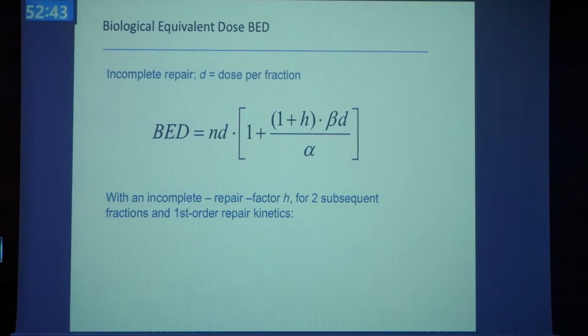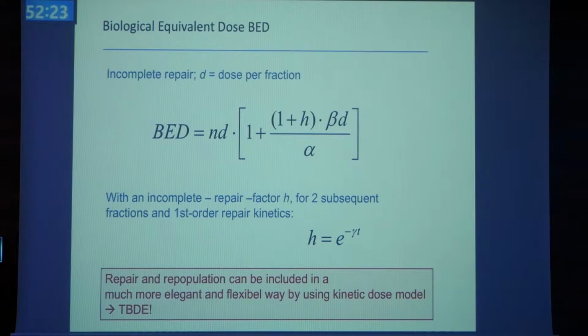For example, when we look to the repair, we can consider repair by adding an H factor, and for two fractions and first order kinetics, this H factor is decaying in an exponential manner. So we can include repair, we can try to include repopulation, but as soon as we include such effects, it's not straightforward to use the formalism proposed by the biological equivalent dose. It's much more elegant and much more flexible to use kinetic models, and I will show that later using the MHR model.